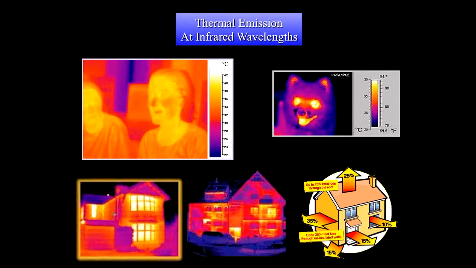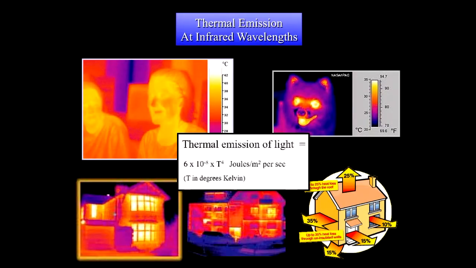And there's a relationship that relates the temperature of the object and the amount of thermal emission. And that relationship is shown here, that the amount of thermal emission of light is equal to some constant, forget about it, 6 times 10 to the minus 8, that doesn't matter, but multiplied by the temperature to the 4th power. So when you increase the temperature of an object, the amount of thermal emission emitted by that object, the infrared light, the thermal infrared light from that object, increases as temperature to the 4th power.